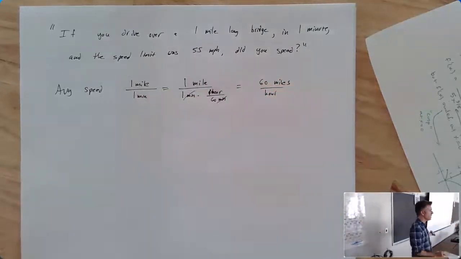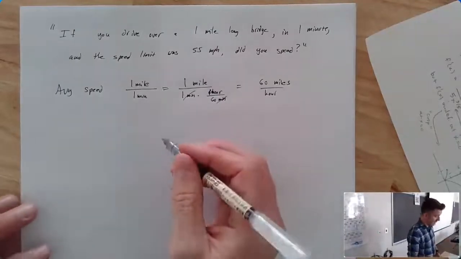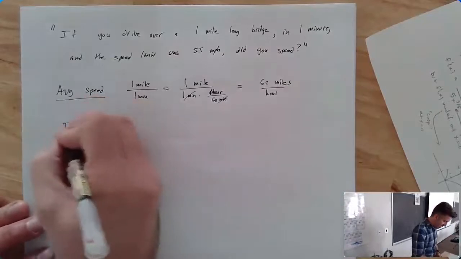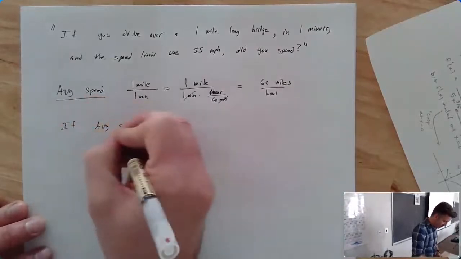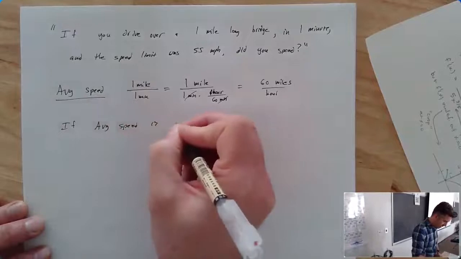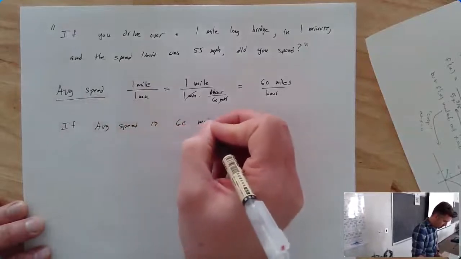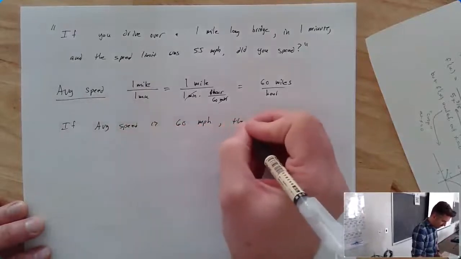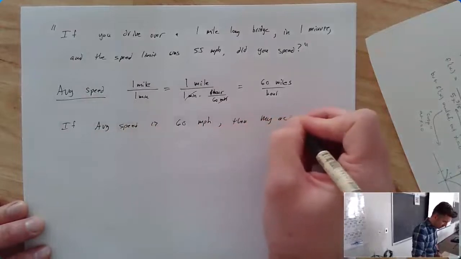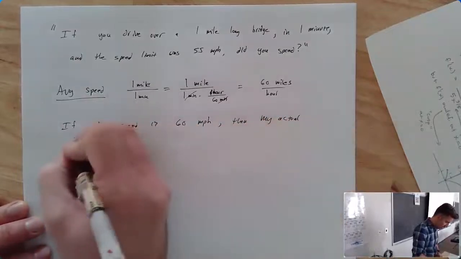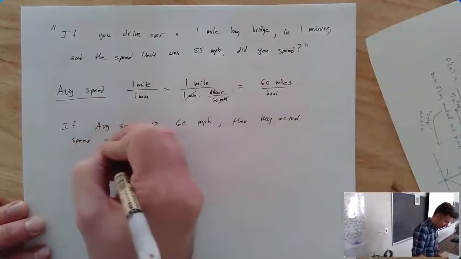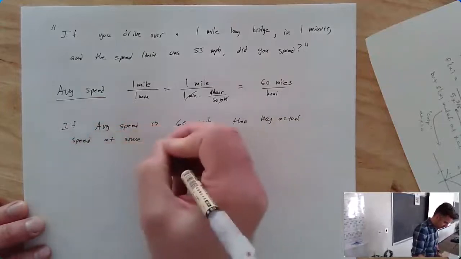Maybe I wasn't going 60 the whole time. Maybe I was going like 40 part of the time and then sped up to like 80 at the end because I felt like passing someone who was going really slow. But the point is that if my average speed is 60 miles per hour, then my actual speed at some moment had to have been 60 miles per hour.